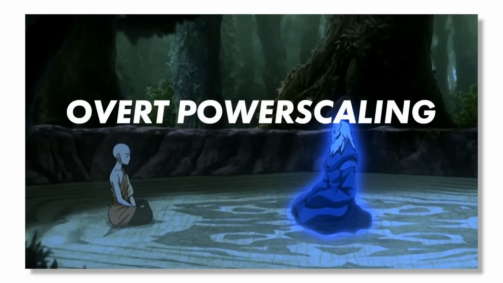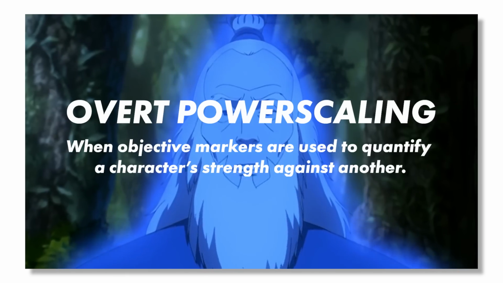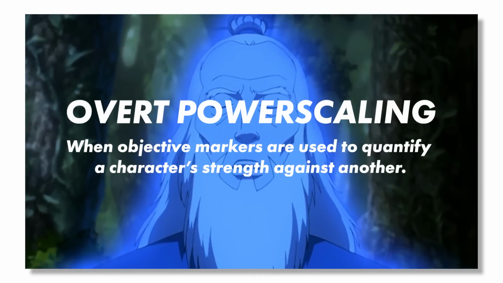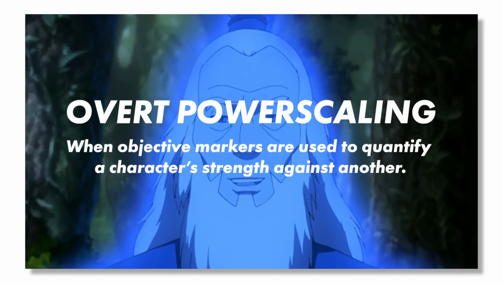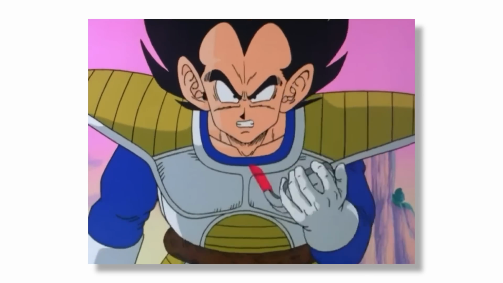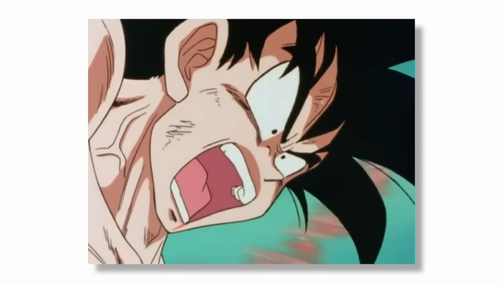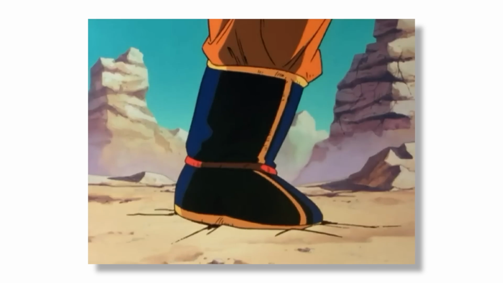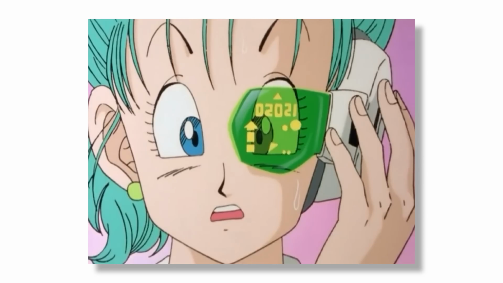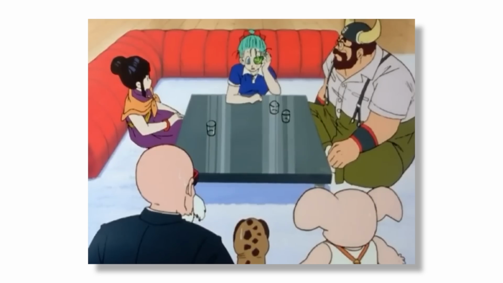Overt power scaling is when objective markers are used to quantify a character's strength against another. The most famous example of this would be power levels used in Dragon Ball Z. Characters are given a numerical, quantifiable, and inarguable measure of their skill. The characters with the highest power level will win.